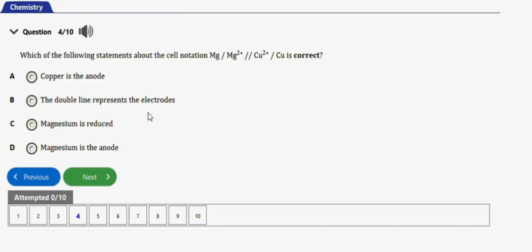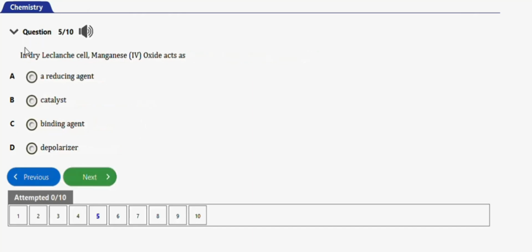You know that in electrolytic cell, oxidation occurs at the anode, whereas reduction occurs at the cathode. Very important, guys. So the next question with this one, it says in dry Leclanche cell, manganese IV oxide acts as, we have a reducing agent, catalyst, binding agent, depolarizer. The right option is option D, depolarizer.